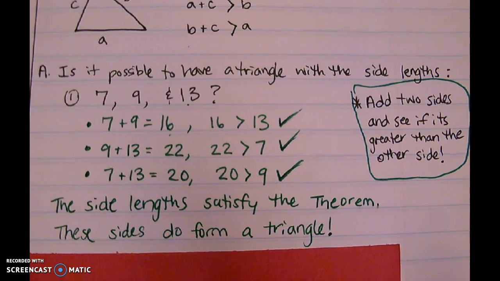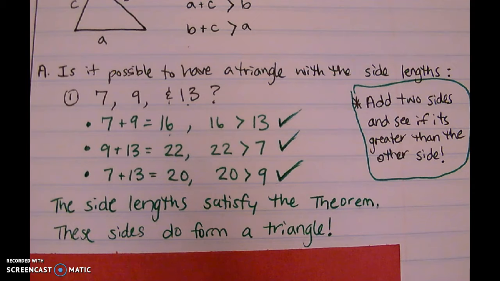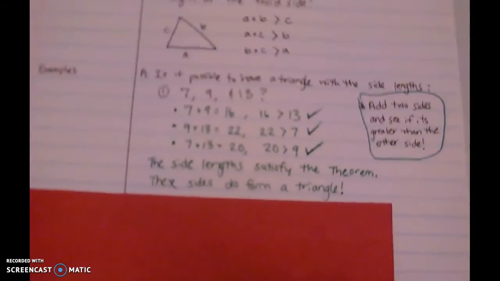Okay? So this lesson should be showing you that just because you see three numbers on a triangle doesn't necessarily mean that those sides will create a triangle in real life. So that's what the triangle inequality theorem is for. Okay? Now we're going to look at another problem.